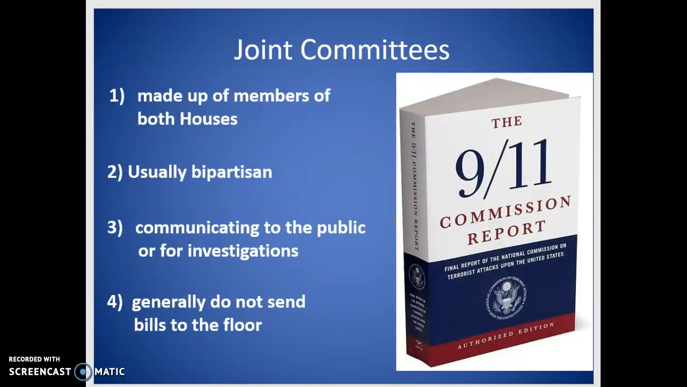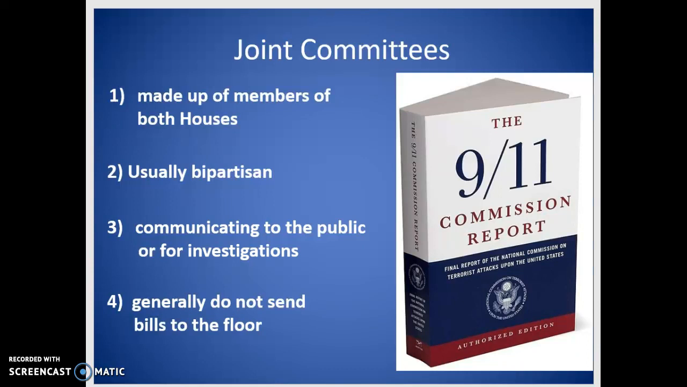Joint committees. These are brought together by both sides, so they are made up of both House and Senate members, and they are created to complete a study or some kind of housekeeping role.